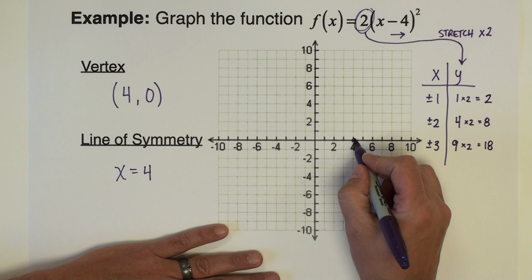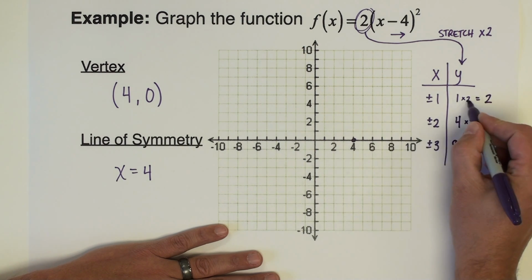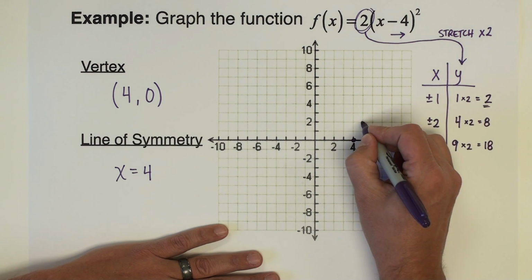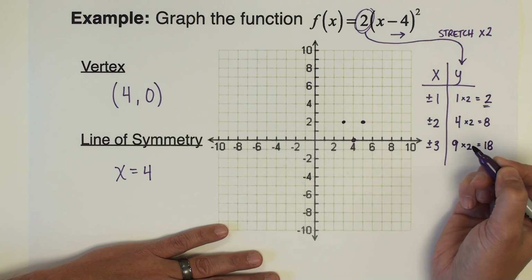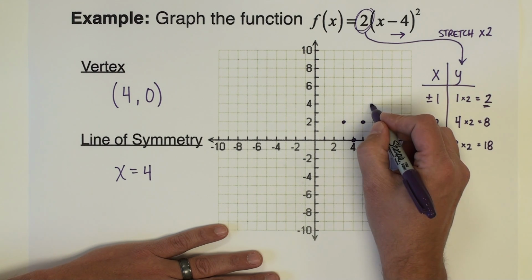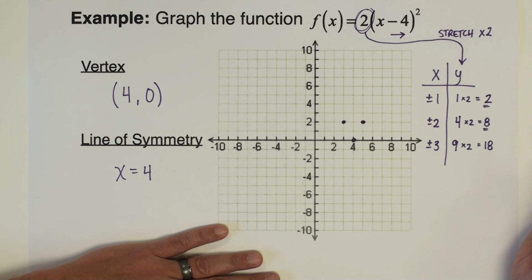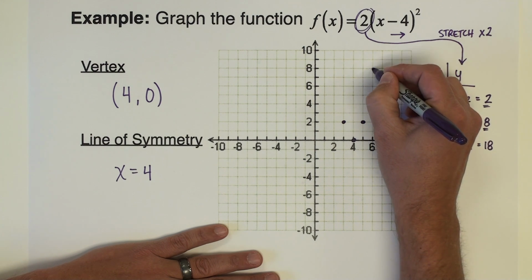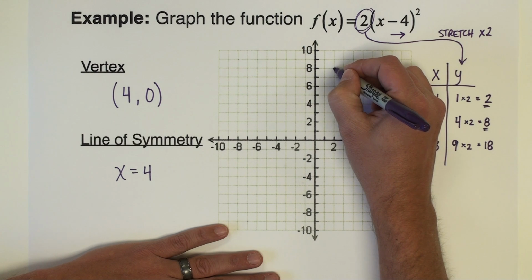So now when I go from my vertex, when I go 1, I'm not going to go up 1 because I'm multiplying it by 2. I'm going to go up 2. So 1, 2. And then I go in the negative direction 1, also up 2. When I go 2, normally I go 2 up 4, but we're not going to go up 4 this time because we've scaled it times 2. We're going to go 2 up 8. So I'm going to go 1, 2, and then count up 8. And then over 2 to the left, up 8.